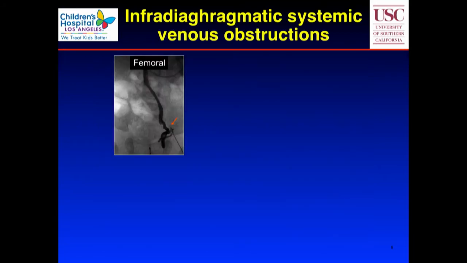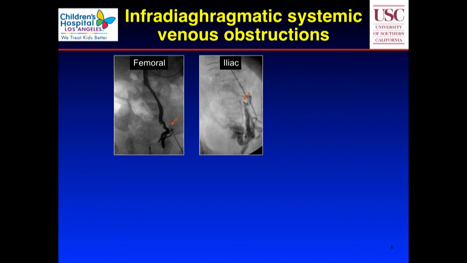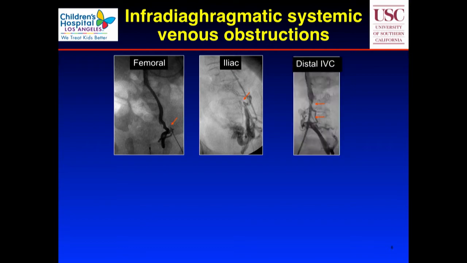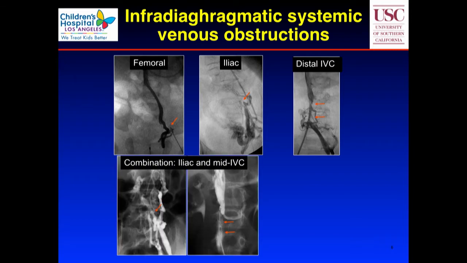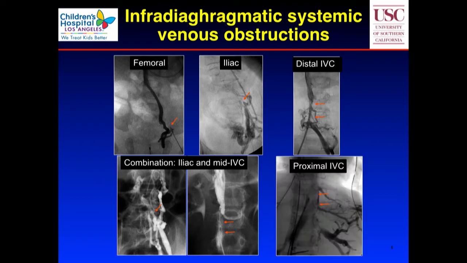So here are some examples. Now I'm going to break it down to blood vessels that are occluded from above and blood vessels occluded from below. So these are the infradiaphragmatic venous obstructions. You can have a femoral vein that's clotted off. You can have an iliac vein that's clotted off. You can have an IVC that's clotted off distally down below. You can have something that's more higher up. You can have bilateral combinations of IVC, iliacs, and even proximal IVC. That's right before it enters into the heart.